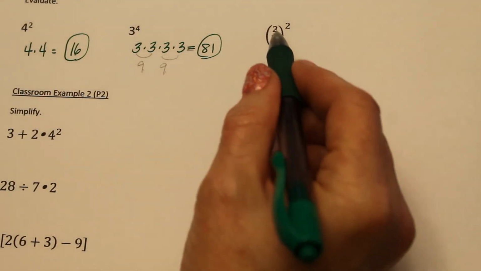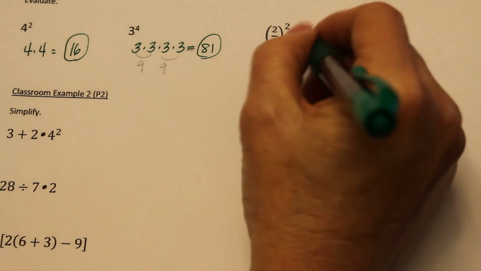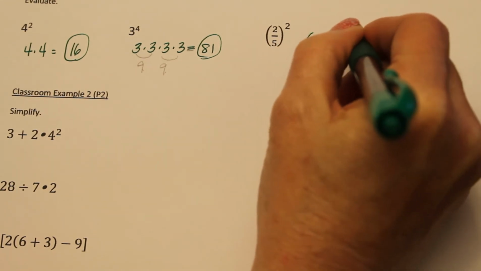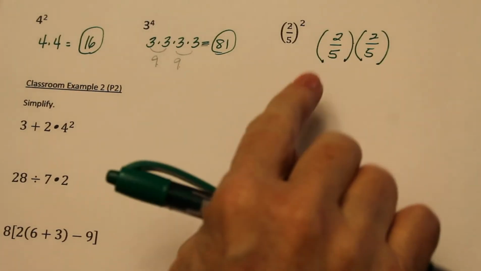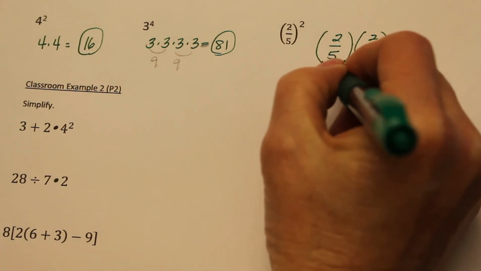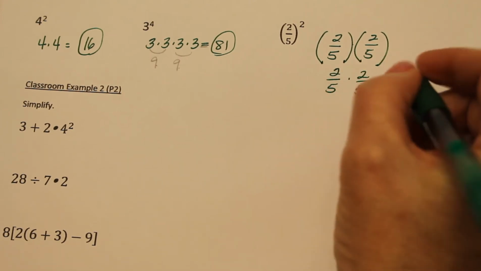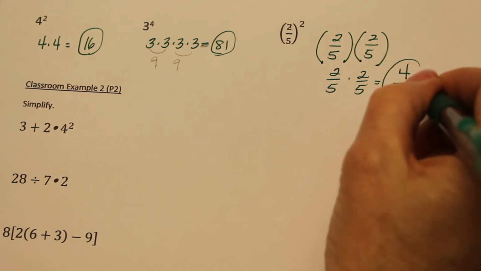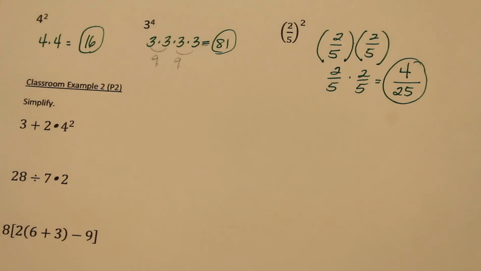And here we have 2 over 5 squared. The base is 2/5. So we're going to have 2 over 5 multiplied by itself twice. So what do you do when you multiply fractions? They do not have to have the same denominator. You just multiply across. 2 times 2 is 4, and 5 times 5 is 25. So 2/5 squared is going to be 4 over 25.